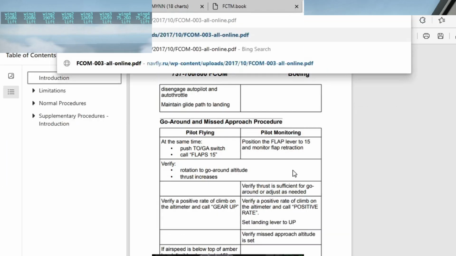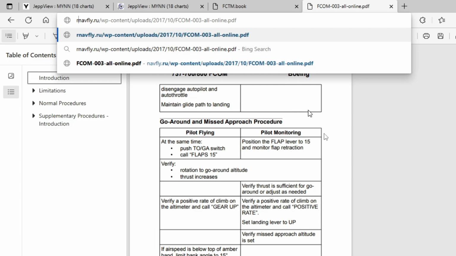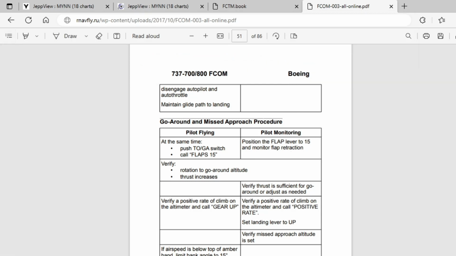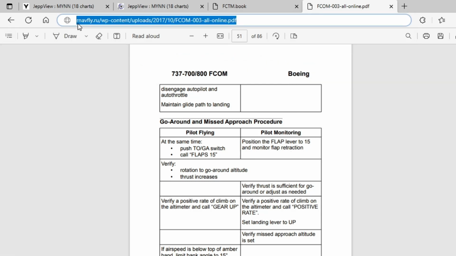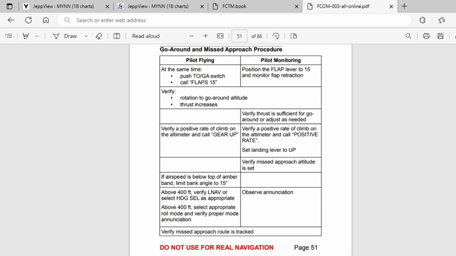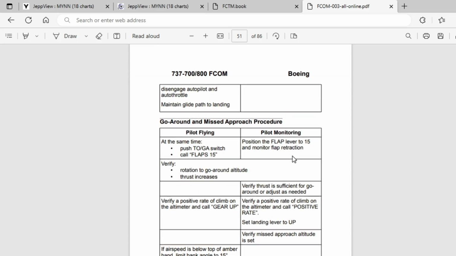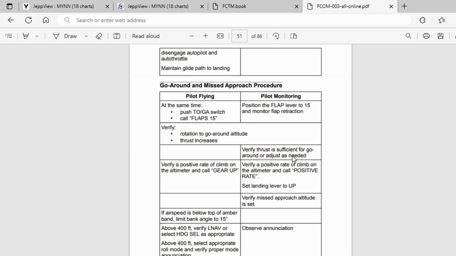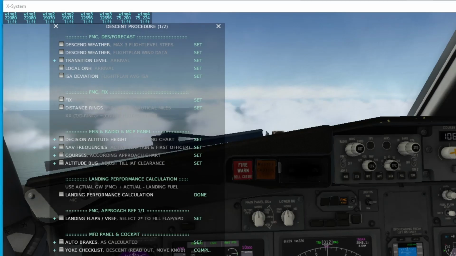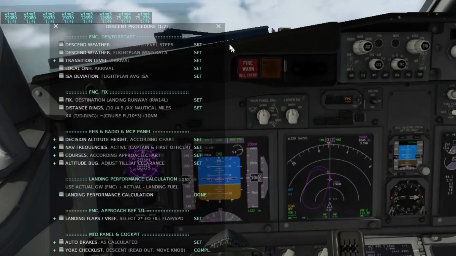Okay, so now we are going to take a look at basically what the standard operating procedure for a go-around is. Alright? So, for go-around missed approach, the pilot flying, we're talking about a two-man operation.